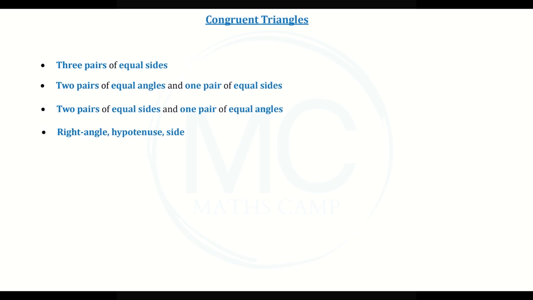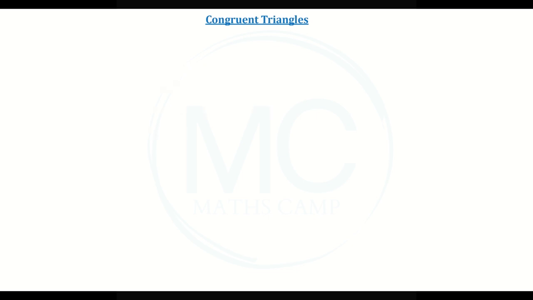Before we look at this in more detail, please remember that we cannot use 3 pairs of equal angles to prove congruency. We use equal angles to prove that triangles are similar, and we know that triangles that are the same shape may not necessarily be the same size. Let's look at the different ways we can prove congruent triangles. Let's start with 3 equal sides, which we refer to as side, side, side. To use this method, we need to prove that all 3 corresponding sides are equal.